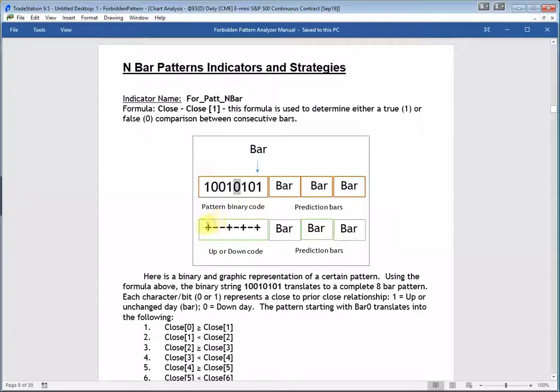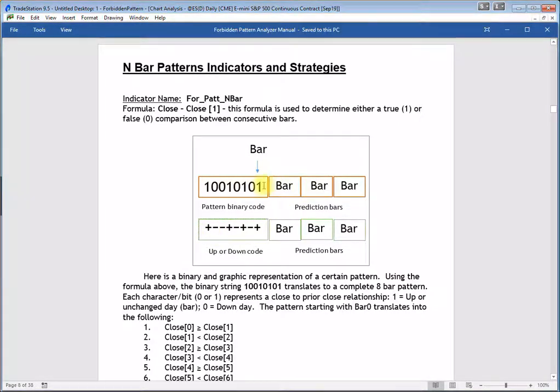If you look at this graphic representation, it's the same thing. If you don't understand the binary, and I think you will, you may not be accustomed to the long string of ones and zeros. It basically equates to this here: we had an up close, down close, up close, down close, up close, down close, down close, up close.